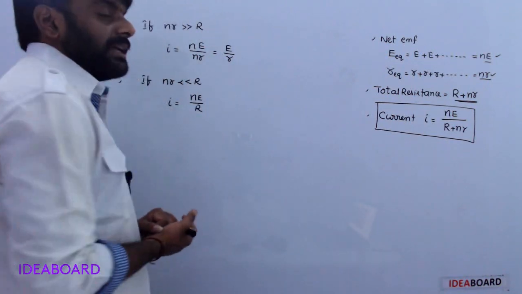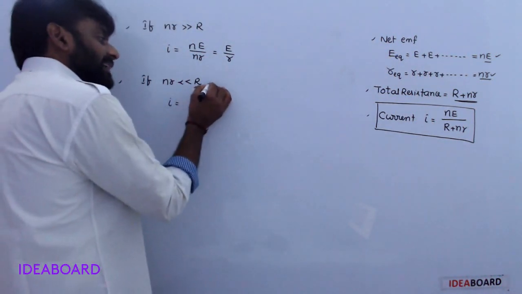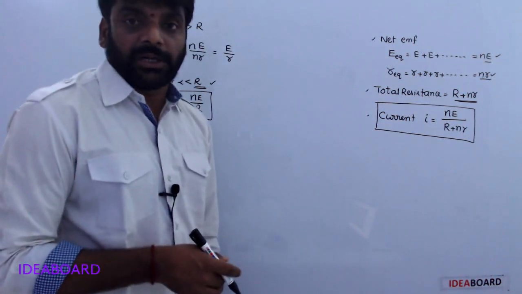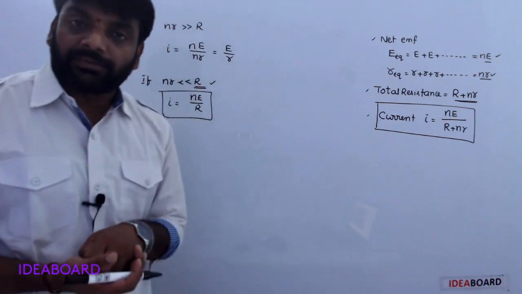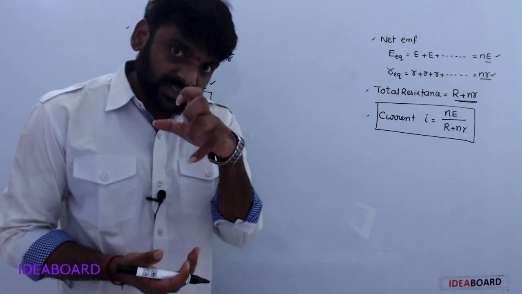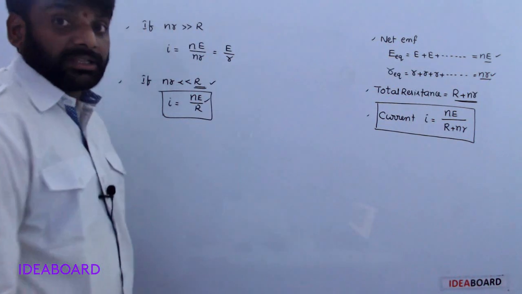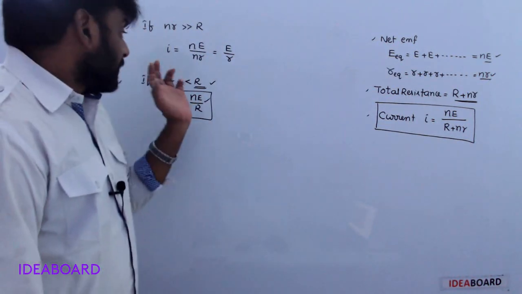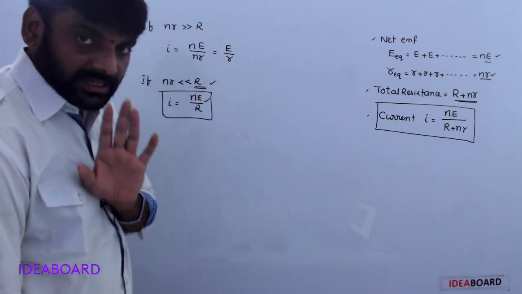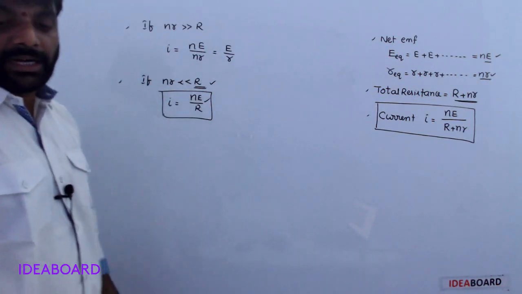That means to get the maximum current in series combination, external resistance should be more. Understood? If external resistance is more, in that case we get the maximum current. Once again, if internal resistance is less and external resistance is more, only in that case do we get the maximum current.